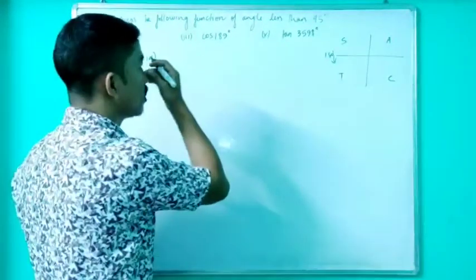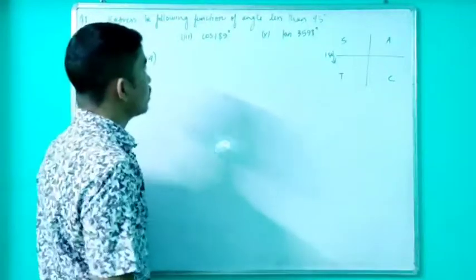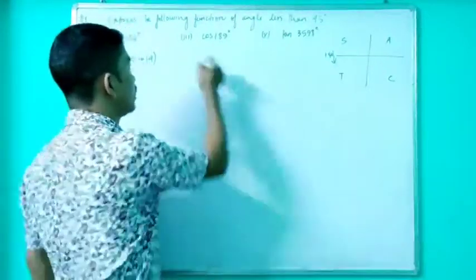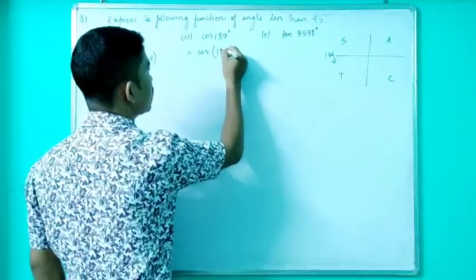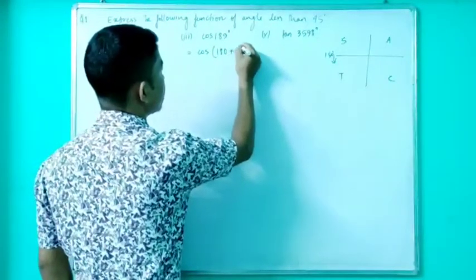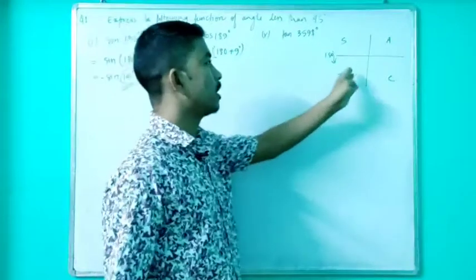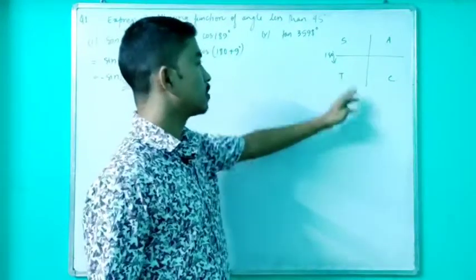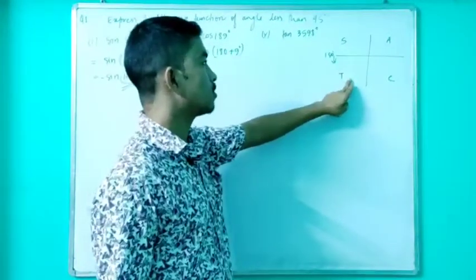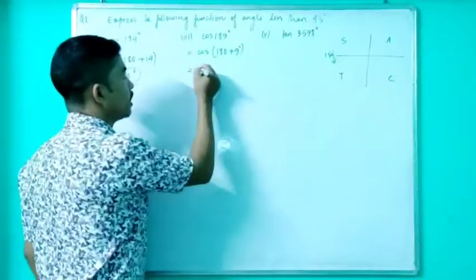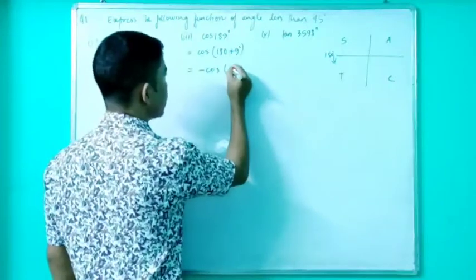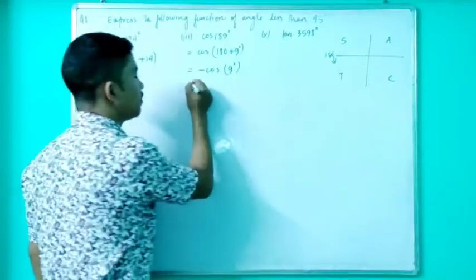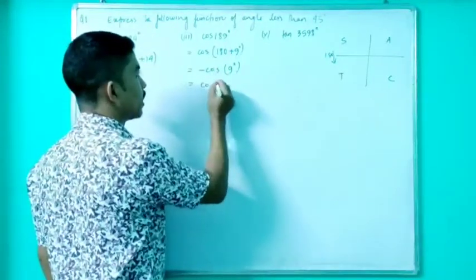Coming to the next question, cos of 189. I can write this one as cos of 189 means 180 plus 9 degrees. So 180 plus 9 again goes in the third quadrant. In the third quadrant, the cos theta is always negative. So I can write this one as minus cos of how much? 9 degrees. Okay, so I have also learned that cos of minus theta.